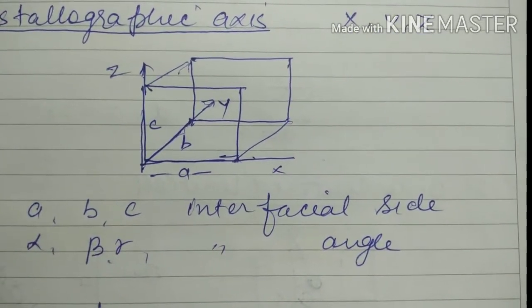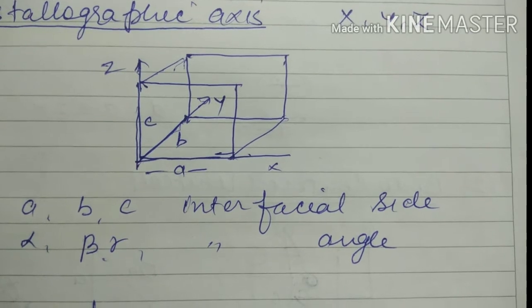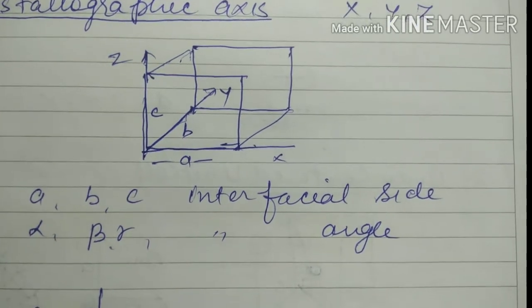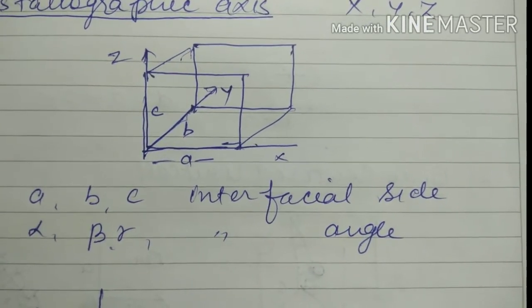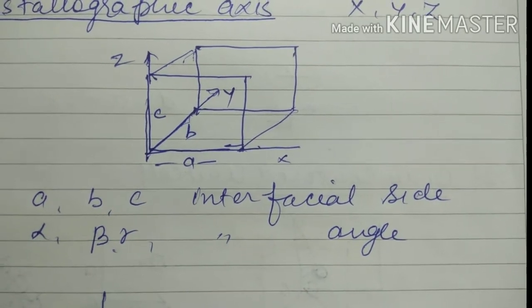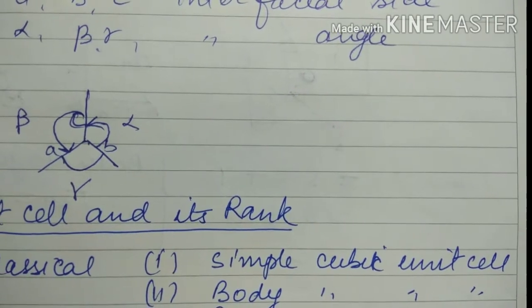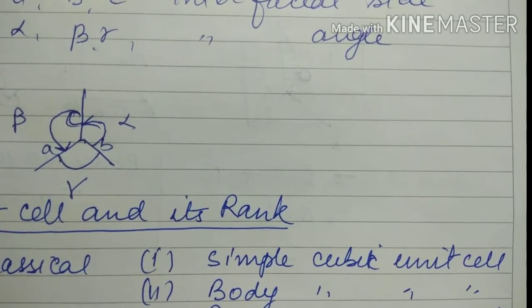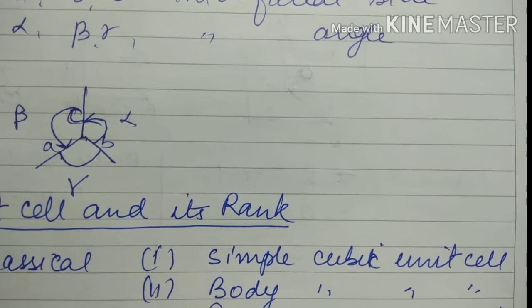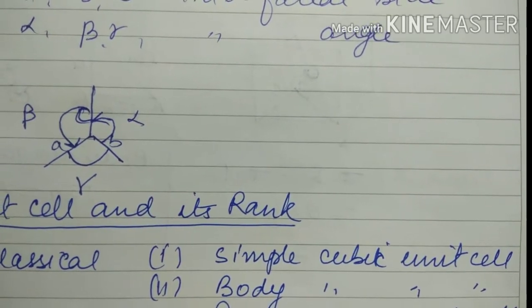And its length, breadth and height are represented by A, B, C. This is actually called the interfacial side. The angle between the interfacial sides is called the interfacial angle. We know that the interfacial sides are represented by A, B, C, and the interfacial angles are represented by alpha, beta, gamma.